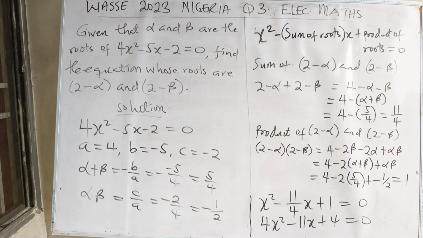So this is how our quadratic equation will be, whose roots are 2 minus alpha and 2 minus beta.